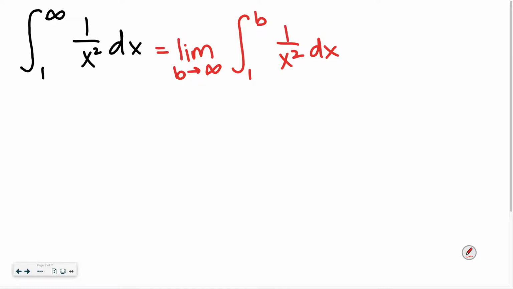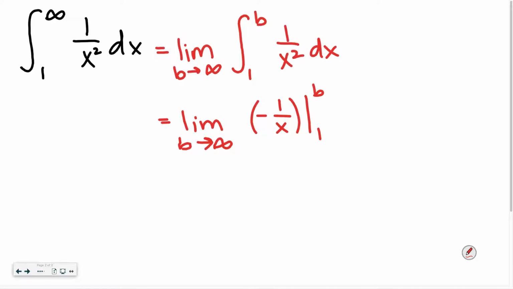Okay. Well, what's our antiderivative? -1 over x. Okay. So we have the limit as b approaches infinity. Our antiderivative is -1 over x evaluated from 1 to b. So when we evaluate, let's remember the fundamental theorem of calculus.